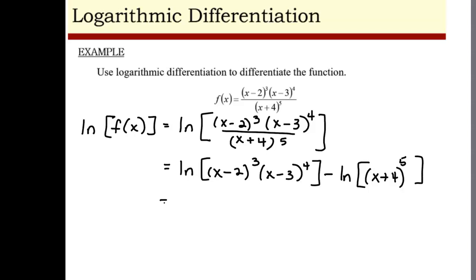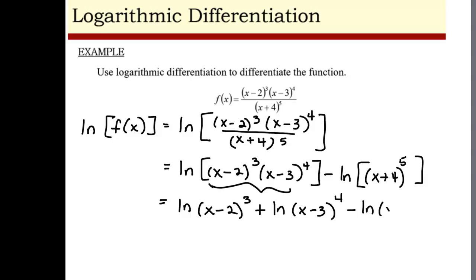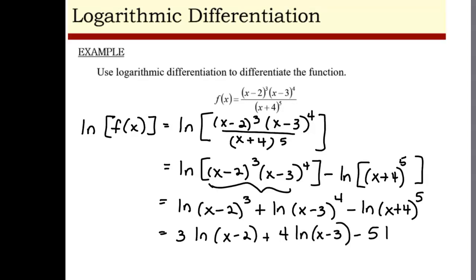Continuing on, I can take the product in here and turn that into a sum. So I'll have the natural log of x minus 2 cubed plus the natural log of x minus 3 to the 4th, minus ln of x plus 4 to the 5th power. Continuing on, I can bring my exponents down front. So I have 3 ln of x minus 2 plus 4 ln of x minus 3 minus 5 times ln of x plus 4. And now we're going to differentiate.